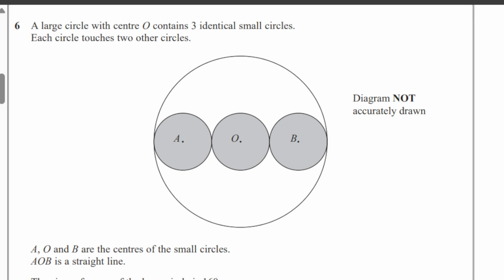Question 6 is 5 marks. The question looks scary, but it's not. It's easy peasy. I'll read it and then you try it yourself and then we will solve it together.